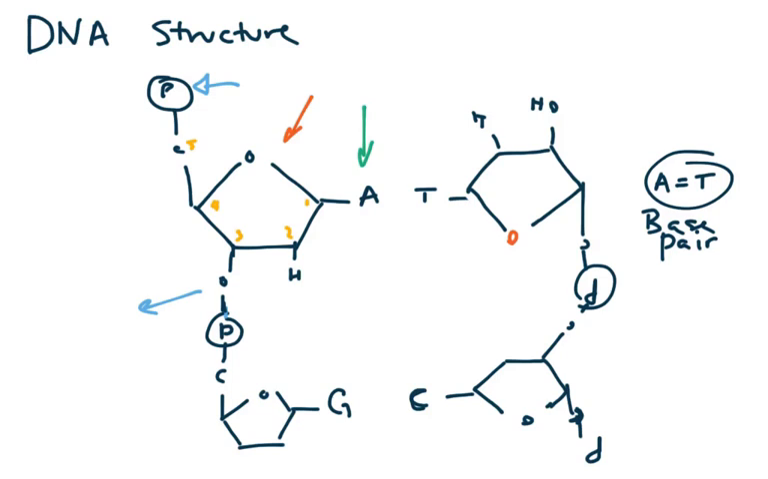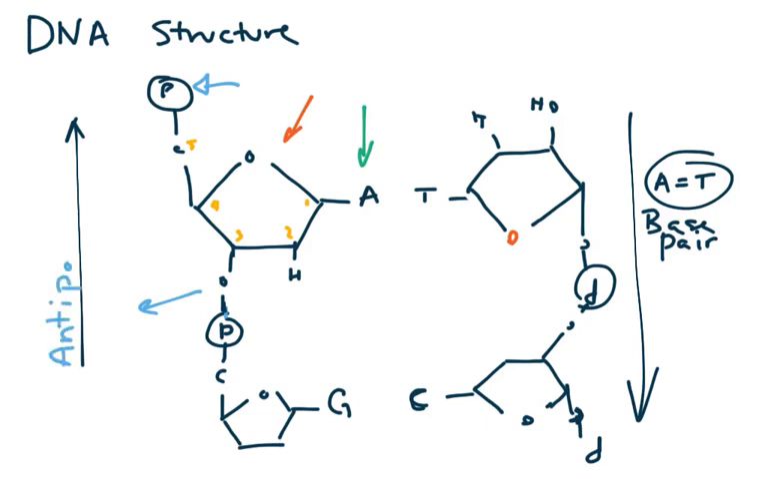One is inverted from the other. So one runs this way, and the other one runs this way. They run opposite of each other. In fact, they run parallel to each other, but opposite. So what is termed is that it runs anti-parallel.